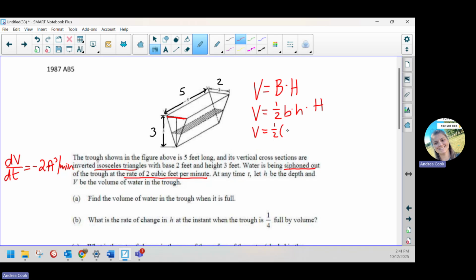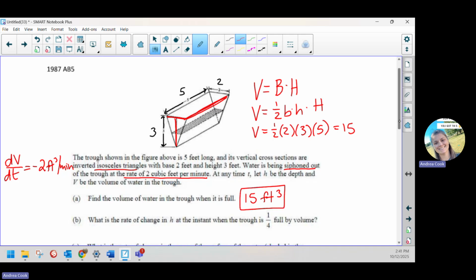The base here is 2. The little h is the height of your triangle, which is 3. And the capital H is the height of your prism, which is the distance between the two triangles, which is 5. So that gives us 15. So the answer to part A is 15 cubic feet.